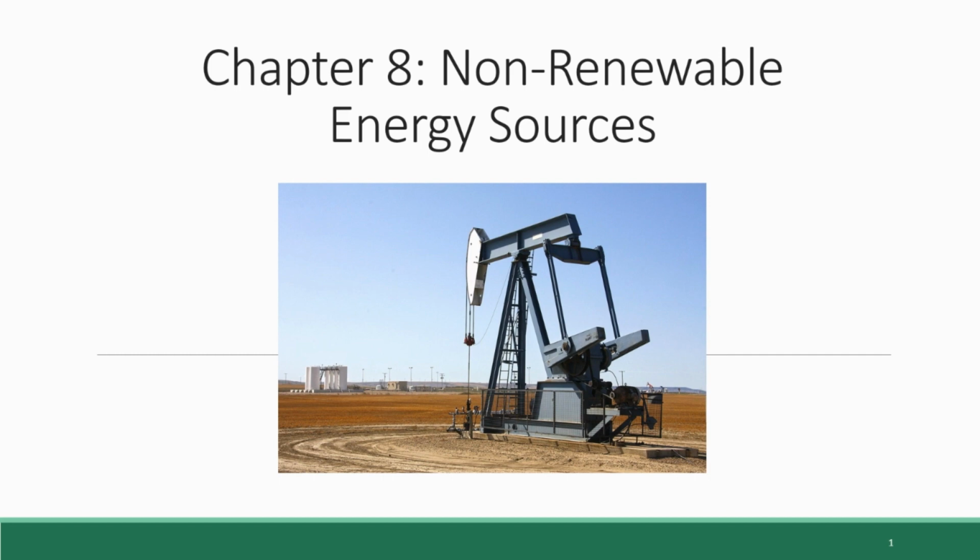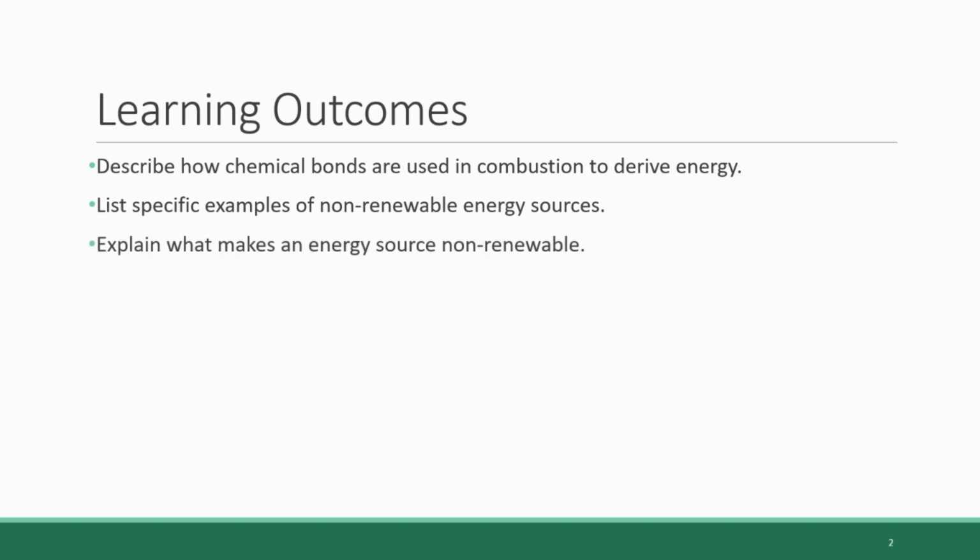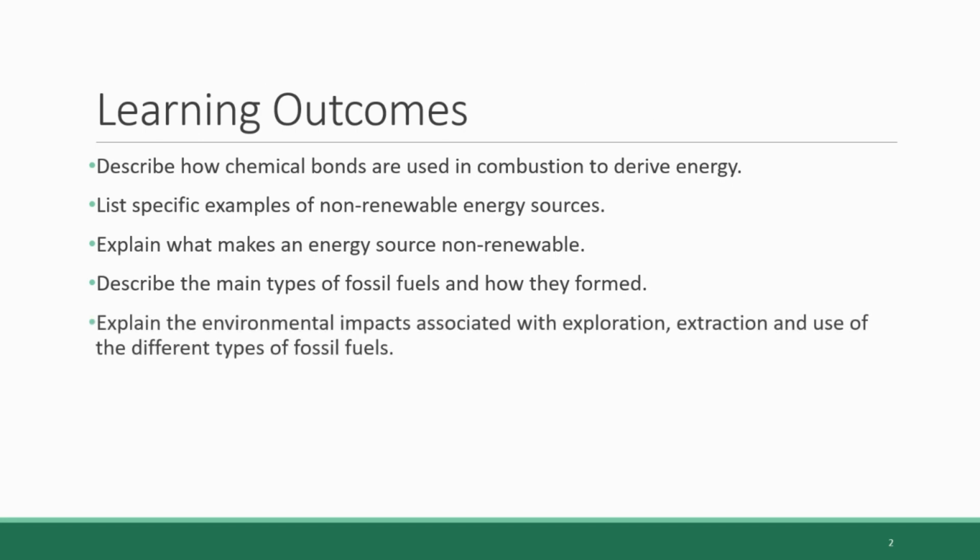dedicated to doing. Our learning outcomes include describing how chemical bonds are used in combustion to derive energy, listing specific examples of non-renewable energy sources, explaining what makes an energy source non-renewable, describing the main types of fossil fuels and how they are formed, explaining the environmental impact associated with exploration, extraction, and use of the different types of fossil fuels, and lastly, explaining nuclear energy, how it works, its benefits, and its risks. We are going to begin at the beginning by describing how chemical bonds are used in combustion to derive energy.